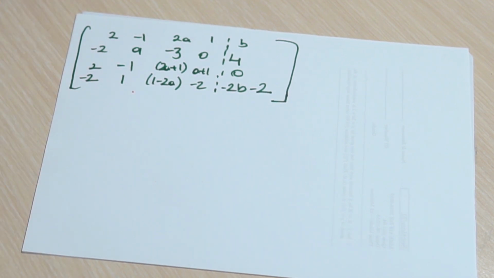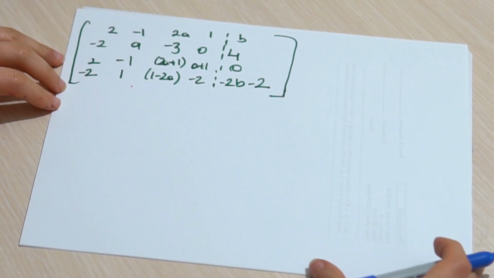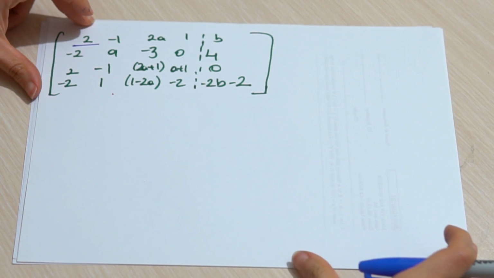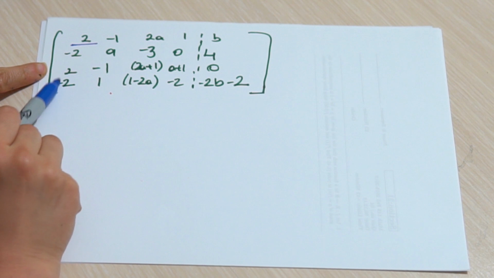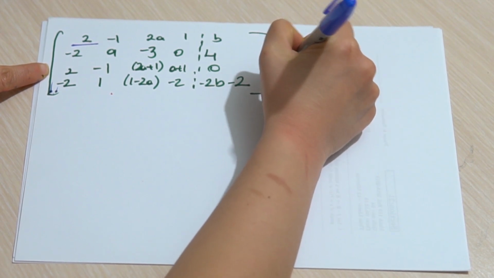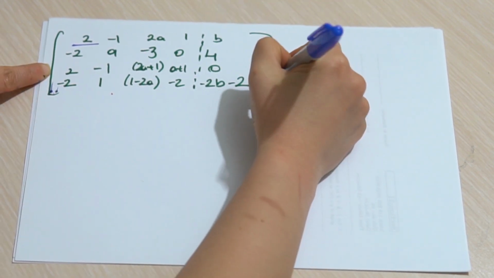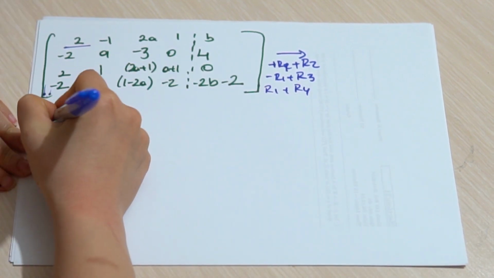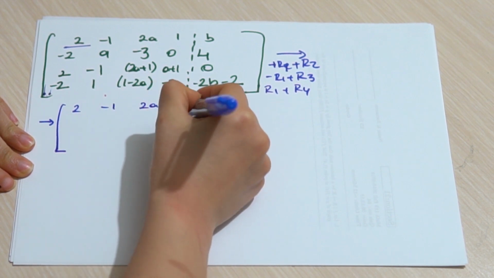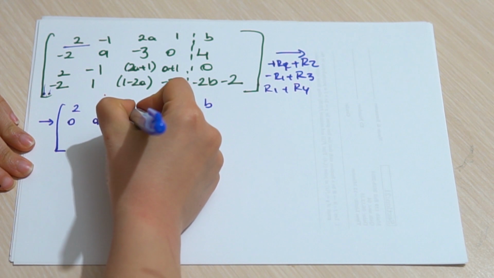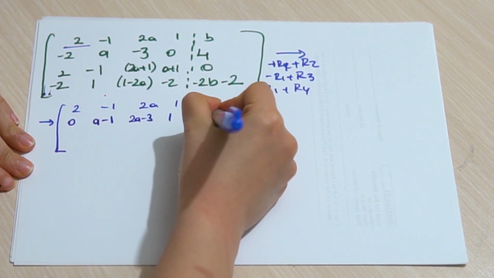Let's try to make this matrix more usable. Okay. Now, let's try to make this one more like row echelon form. This should be the leading entry, right? There's 2 here. So I want to cancel all these ones below 2. Then I should add row 1 to row 2, minus row 1 to row 3, and row 1 to row 4. Then I will have here 2, minus 1, 2a, 1. I didn't do anything for row 1. Then I will have 0, a minus 1, 2a minus 3, 1, 4 plus b.